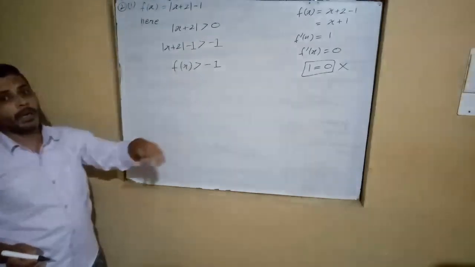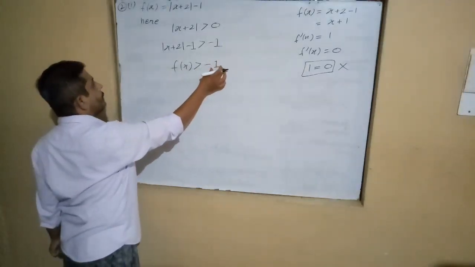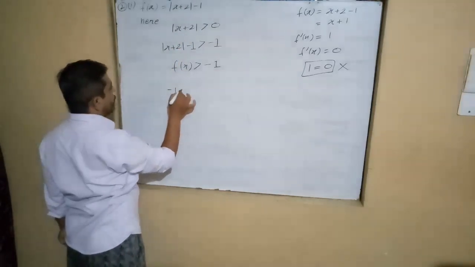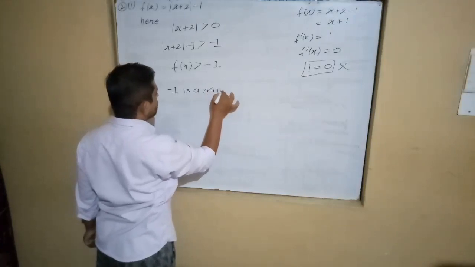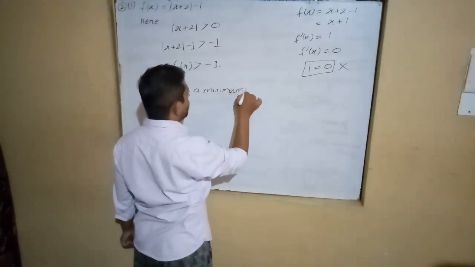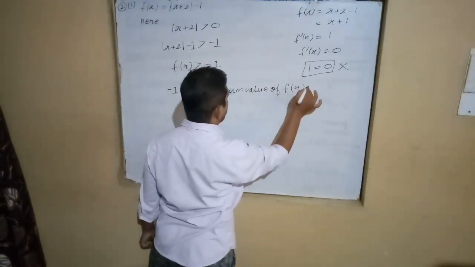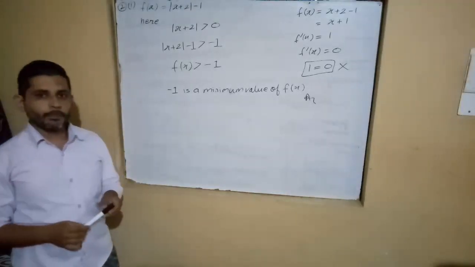Whatever value comes will be greater than minus 1. It means minus 1 is the minimum value of this function. So we write, therefore, minus 1 is a minimum value of function f(x). Answer. Clear?